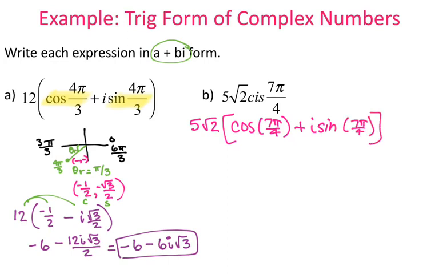And just like with the last one, I need to figure out where the heck 7 pi over 4 is, because I want to find the exact value of that trig function. So this is in fourths, so I have 0, pi is over here, but in terms of fourths, that's 4 pi over 4. This is 2 pi, but in terms of fourths, that is 8 pi over 4. And 7 pi over 4 is closer to 8 pi over 4 than it is to 4 pi over 4. So that's going to put me right here in the fourth quadrant.